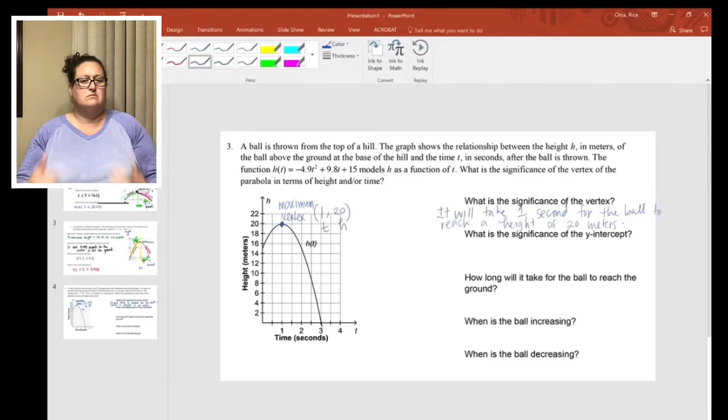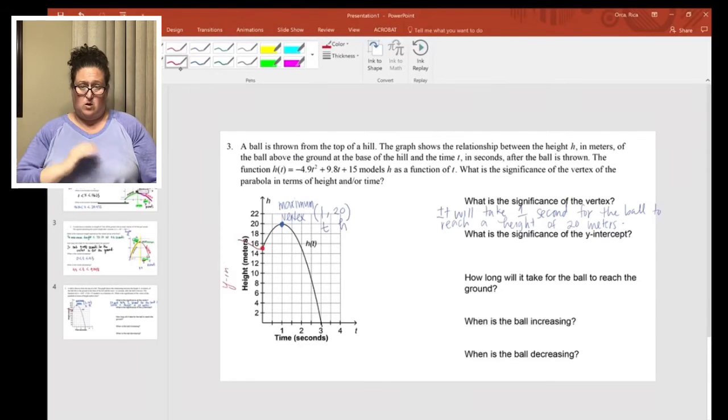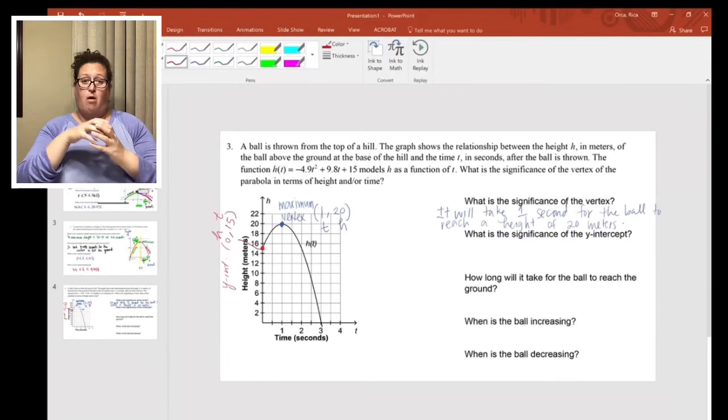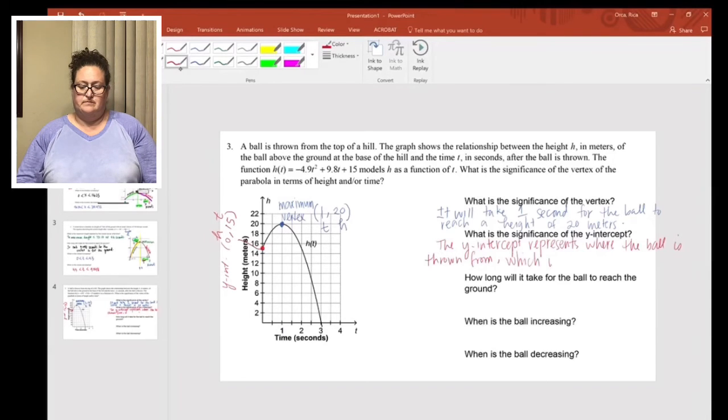Now let's look into the y-intercept. The y-intercept is where the graph crosses the y-axis. Our y-intercept is at 0, 15. The y-intercept represents where the ball is thrown from, which is at 15 meters.